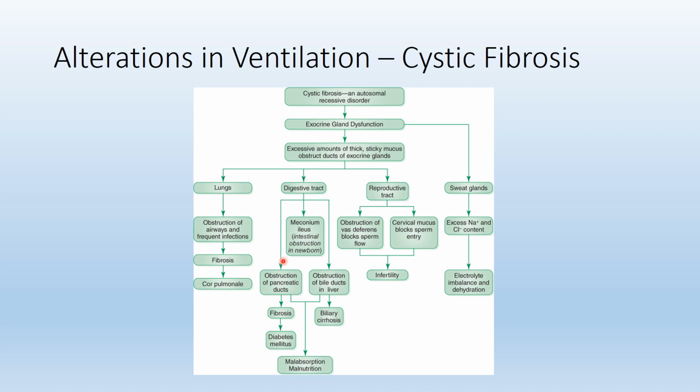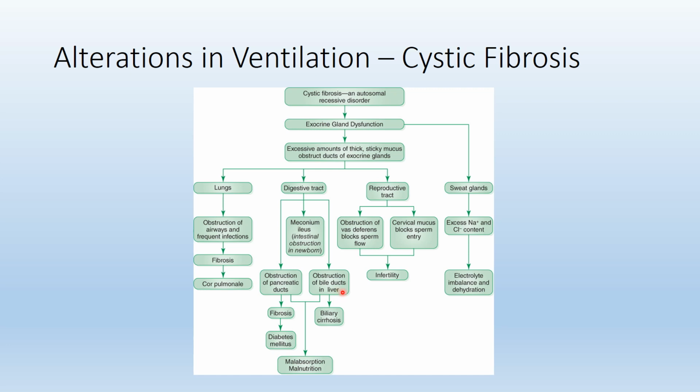We could also see obstruction of pancreatic ducts, so pancreatic juice, enzymes, and so if these enzymes that are released into the small intestine in the duodenum are blocked, because that excretory gland is a mucous membrane, we could end up getting fibrosis, and then if we cause damage, we could ultimately cause diabetes mellitus.